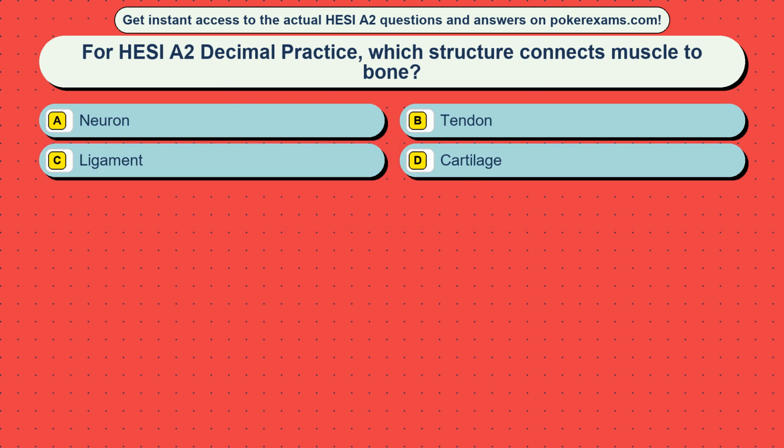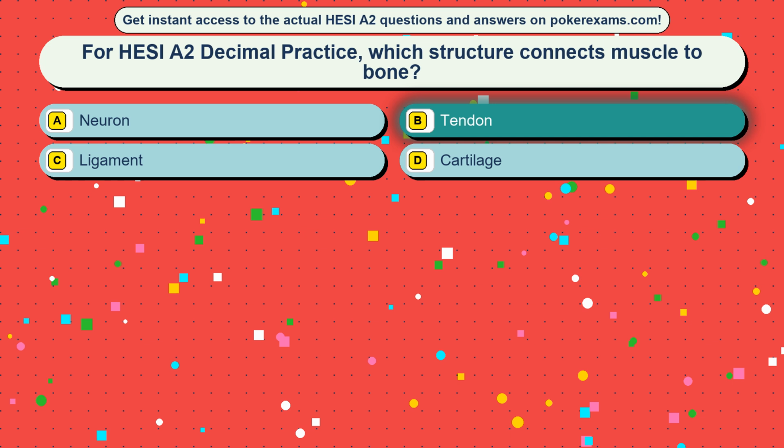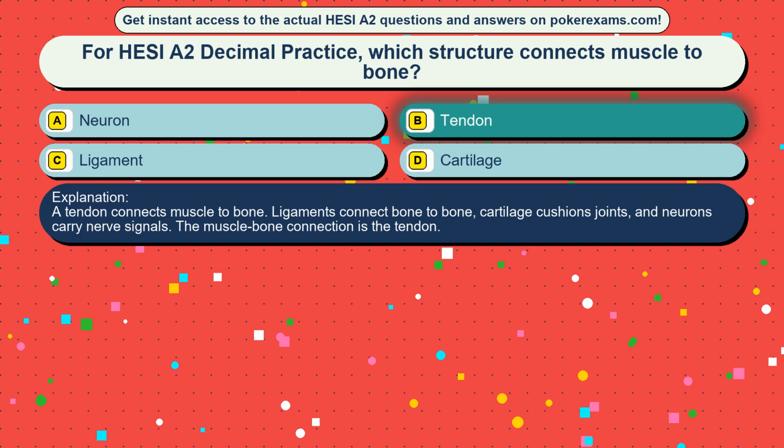Question 32. For HESI A2 decimal practice, which structure connects muscle to bone? Option A, neuron. Option B, tendon. Option C, ligament. Option D, cartilage. The correct answer is option B, tendon. A tendon connects muscle to bone. Ligaments connect bone to bone. Cartilage cushions joints, and neurons carry nerve signals. The muscle-bone connection is the tendon.